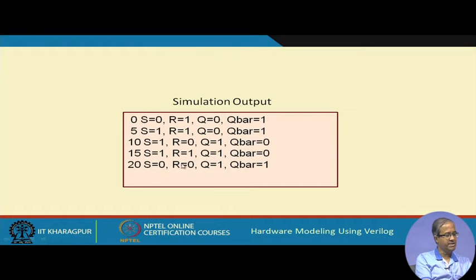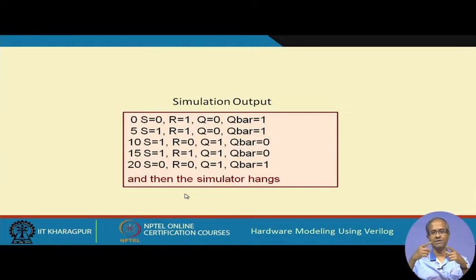Then 1 1, same state, no change. Then we apply S equal to 0, R equal to 0, which gives outputs 1 and 1, but after that we again applied 1 1. But the problem is that the simulator got confused and the simulator hangs. It continuously tries to deduce what will happen when S equal to 1, R equal to 1, but because of the race condition, the output never converges.